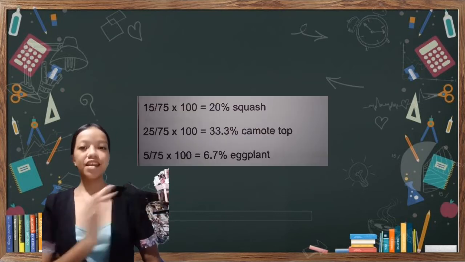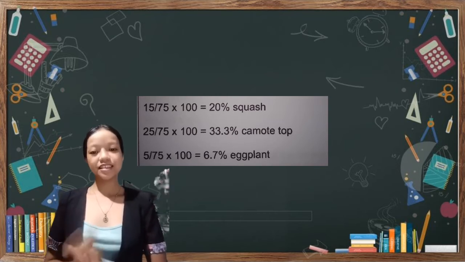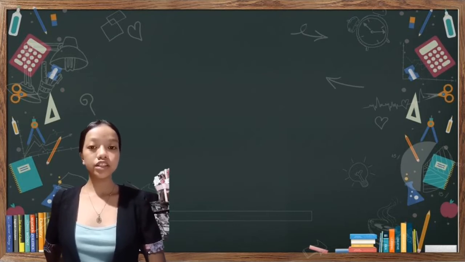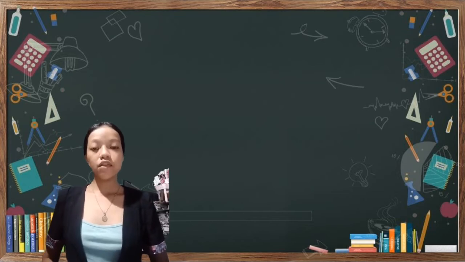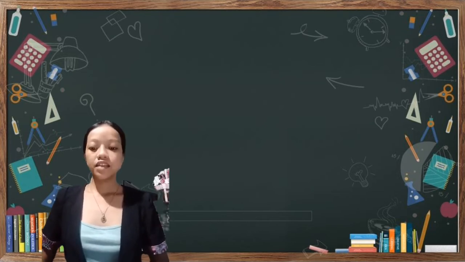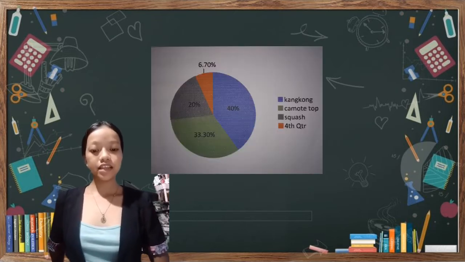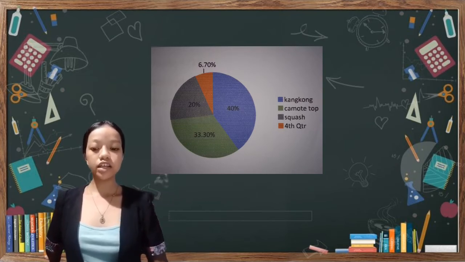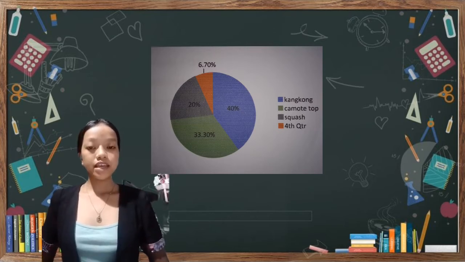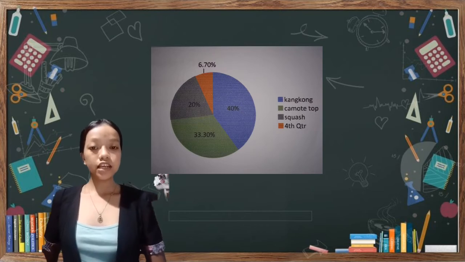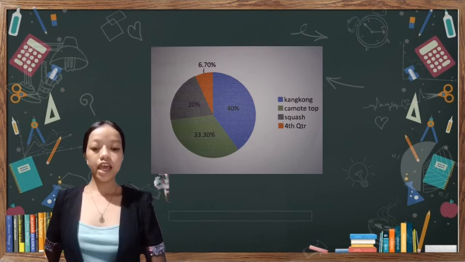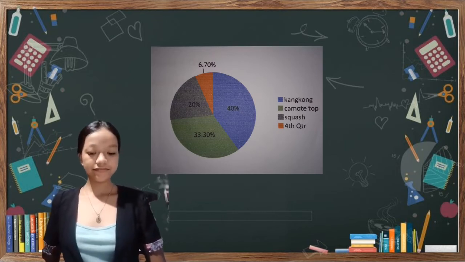Okay, that was excellent! Now that we found the percentage of each, we can construct a pie. Who wants to volunteer? Okay, 4 pupils volunteer to answer on the board. Now, for Carol, the 40% kangkong, color it with blue. For Christian, the 20% squash, color it gray. For Mia, the 33.3% kamote top, color it with green. And the last one, for Gerald, the 6.7% eggplant, color it with orange. Okay.